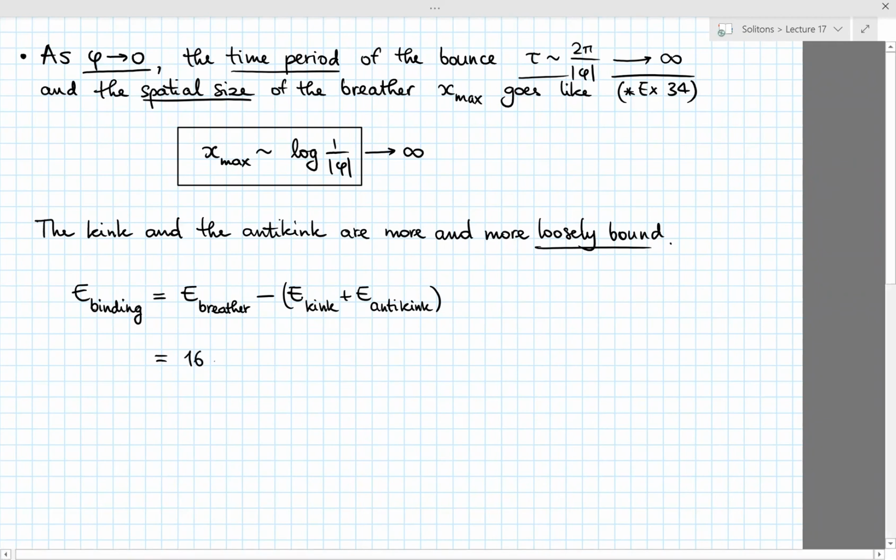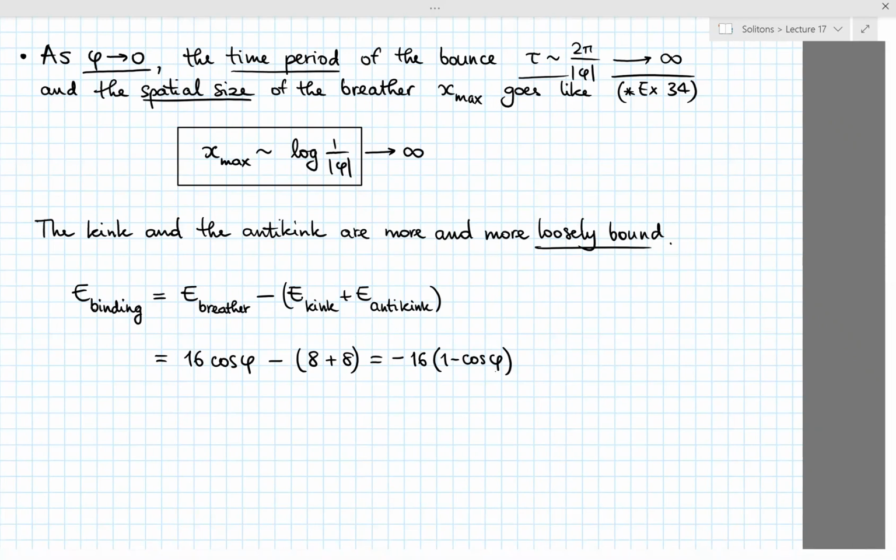And when you do that, you should find that that's equal to 16 cosine of phi. And then we have to subtract the energy of a kink, which was 8, as we calculated in the chapter on the Bogomolny bound, and similarly for the anti-kink. So we see that the binding energy is minus 16 times 1 minus cosine of phi, and so it's negative, meaning that it lowers the energy of the state. And so when phi goes to 0, the cosine goes to 1, and the binding energy goes to 0, which means indeed that the kink and the anti-kink are no longer bound together.